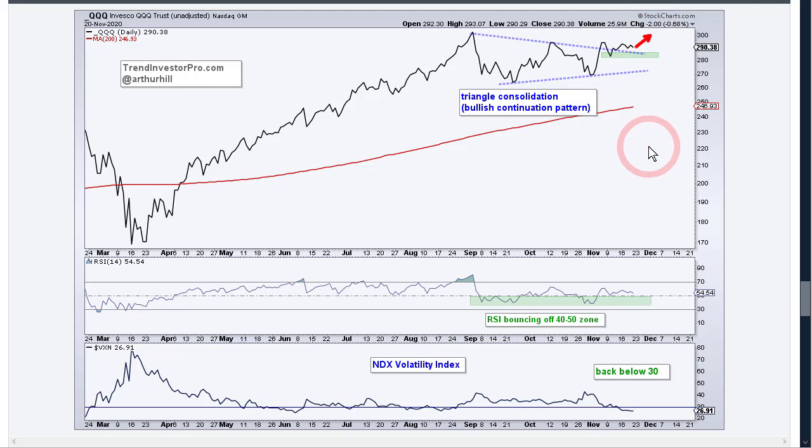The volatility has narrowed. So we've got a lot of quiet trading. We've got a breakout. The bias is bullish. And so I would be more expecting of an upside resolution here. We can see in the indicator window RSI bouncing off the 40 to 50 zone a couple times. We can see the Nasdaq 100 volatility index, VXN, has moved below 30. It's at its lowest point since June. So that volatility index is narrow as well. So that tells you volatility is low, and lower volatility is usually bullish in that case.